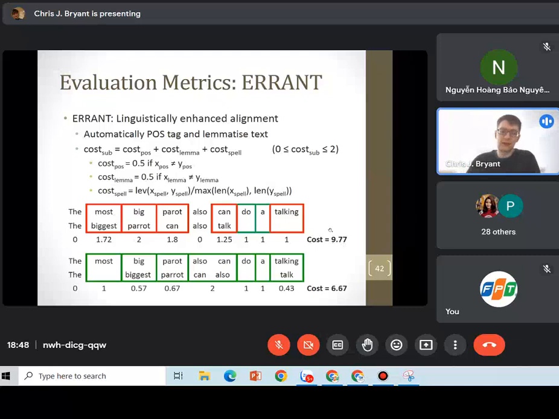If we then do it with our target ideal alignment, you'll see that the cost is much less, because in this case, big to biggest, the part of speech is the same, the lemma is the same, and the only difference is we're now adding GEST, so there's a character difference. Again, parrot, again, quite cheap because the character difference is small, and effectively this is just the way of finding the best alignment out of all the possible alignments.